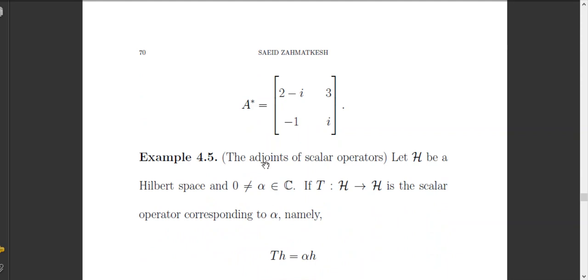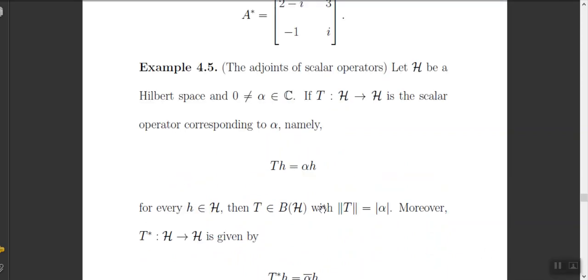Look at the next example. In the next example, we are going to talk about the adjoints of scalar operators. What does it mean? Suppose that H is a Hilbert space and alpha is a non-zero scalar. In the lecture note, I think I wrote lambda. Please correct it. This is alpha. Okay, this is correct. Suppose that T is a bounded linear operator on H corresponding to this alpha. Actually, T is a scalar operator corresponding to alpha. What does it mean?